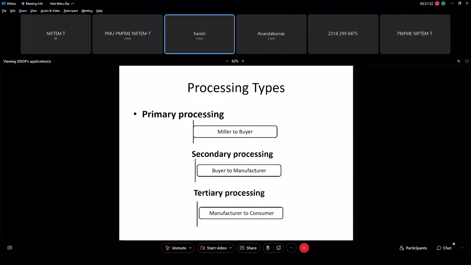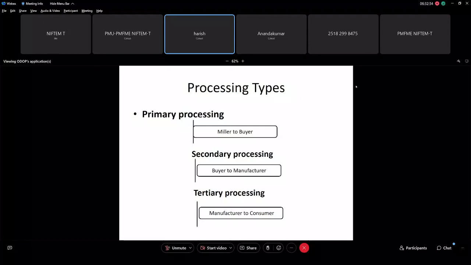Now, this is a very interesting slide. There are three types of processing: primary, secondary and tertiary. The finished good of primary processing is a raw material for us. For making rice flour, the raw material is broken rice. The rice miller will process the rice and give us the broken rice, so we are the buyers of the broken rice. Same thing with pulses: the outer husk is removed, then it is split, and that dal is used for making flour. So miller to buyer; we become a buyer. So in primary processing, paddy is processed to rice and we get a byproduct, broken rice. Broken rice becomes the raw material for us.